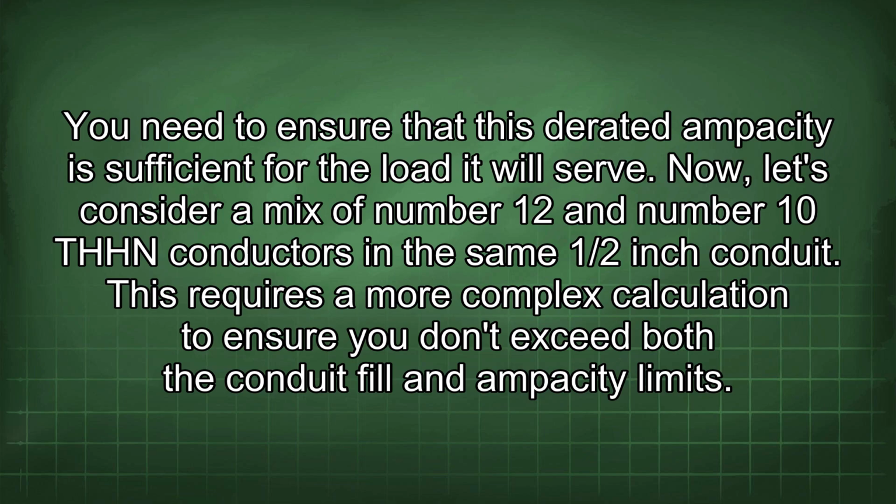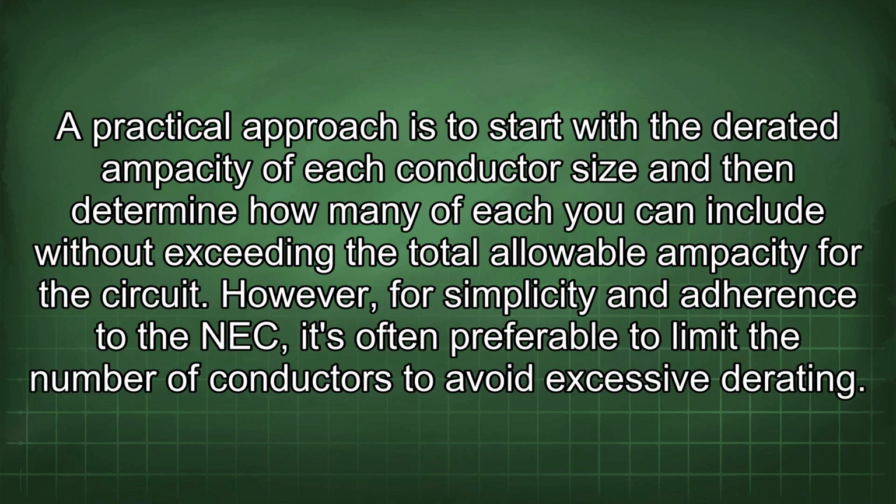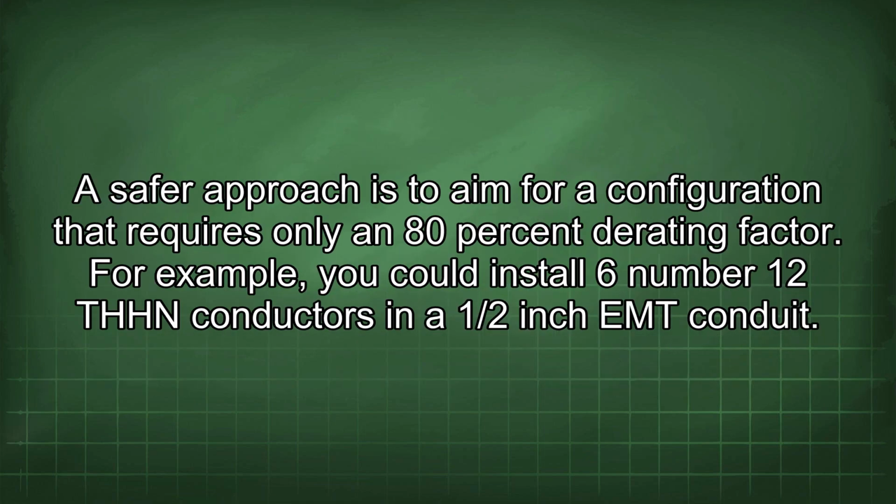Now, let's consider a mix of number 12 and number 10 THHN conductors in the same 1/2 inch conduit. This requires a more complex calculation to ensure you don't exceed both the conduit fill and ampacity limits. A practical approach is to start with the derated ampacity of each conductor size and then determine how many of each you can include without exceeding the total allowable ampacity for the circuit. However, for simplicity and adherence to the NEC, it's often preferable to limit the number of conductors to avoid excessive derating. A safer approach is to aim for a configuration that requires only an 80% derating factor.